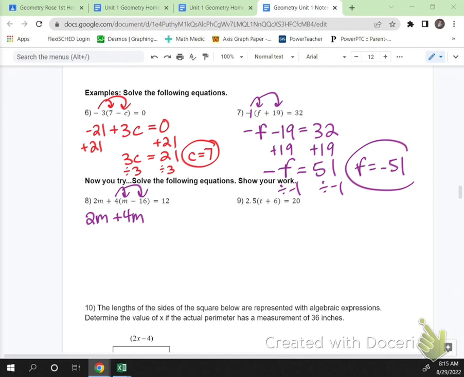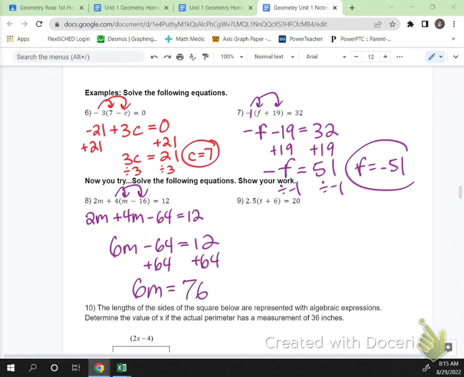I'm a little off on that. It should be negative 64, right? Okay. Distribute first. Then combine like terms. 2m and a 4m. How many m's? 6. Then we're going to add 64 to both sides. 6m equals 76.